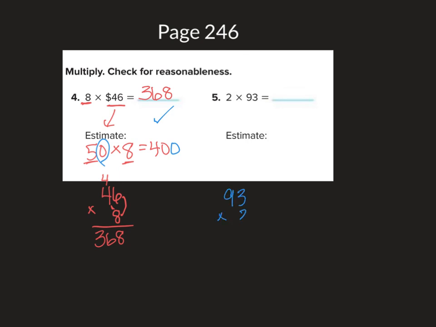93 times 2. 3 times 2 is 6. No regrouping here. 2 times 9 is 18. 186. Then if I estimate, I would say 93. Let's do 90. I know it's tempting to pick 100 because hundreds are easy to multiply by, but so are nines. So 90 times 2, especially when we're multiplying it by 2, right? So that would be the same as 90 plus 90, or 9 times 2 is 18. And we've got our trusty 0 for 90, 180, and look how close they are.